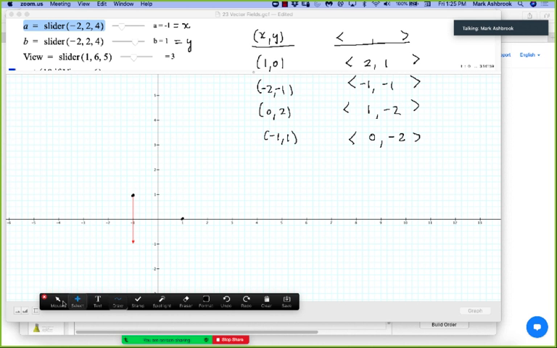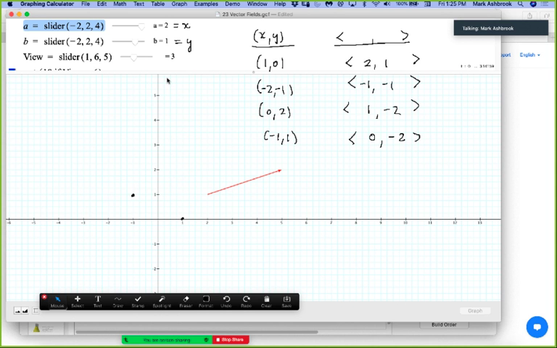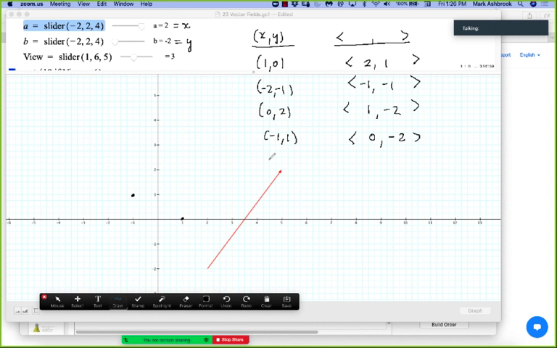Let's do one more. How about positive 2 for x and, oh, I don't know, negative 2 for y. So we're at the point 2, negative 2, right there, and the vector that I get is? Looks like 3, 4.